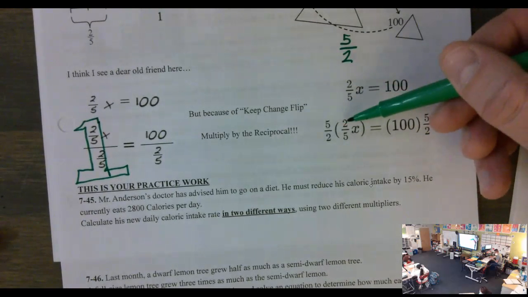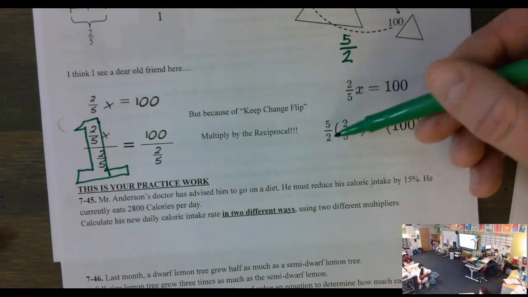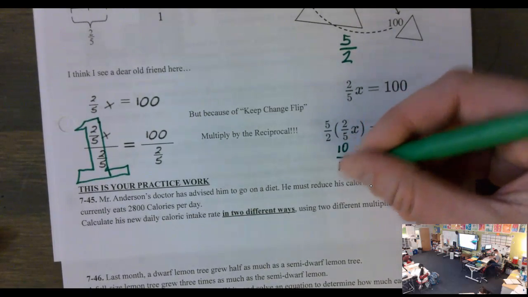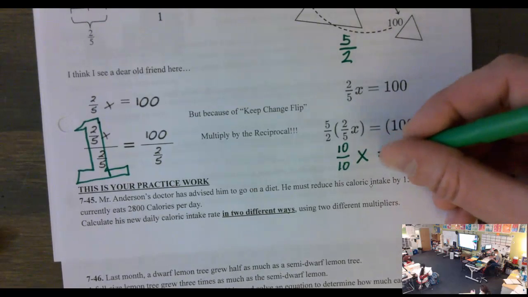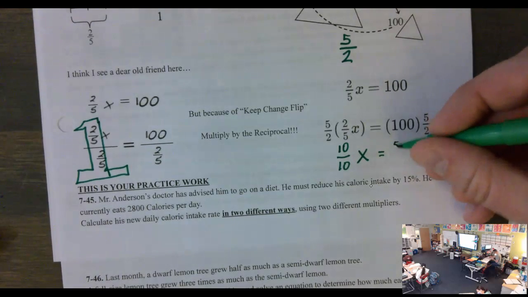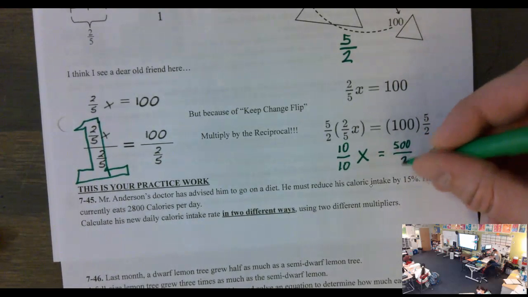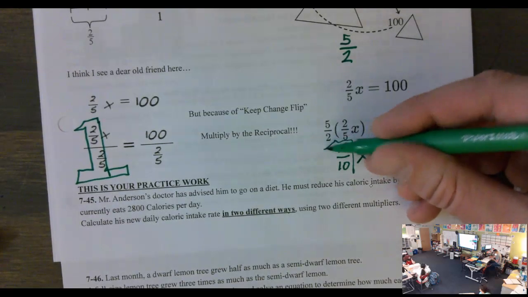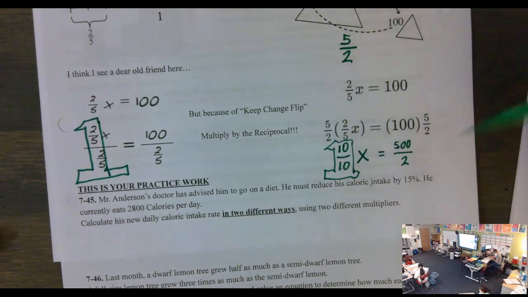What is 5 times 2? 10. What is 2 times 5? So if this, guys, and I would write this if I was you, this turns into actually 10 over 10 and 500 over 2. And what's 10 over 10? A giant one. A grande uno.